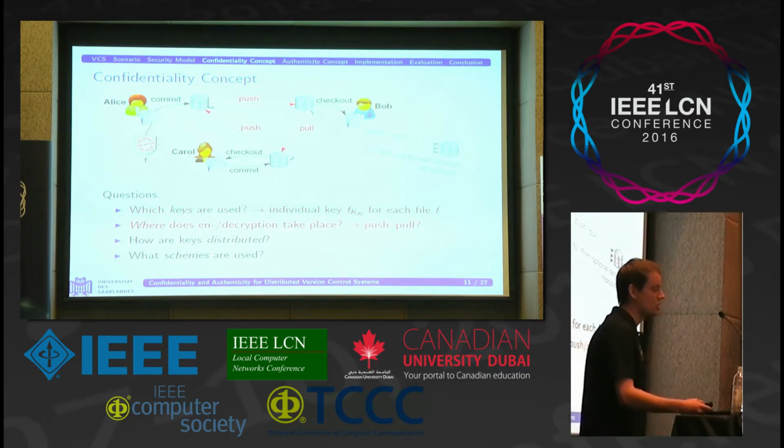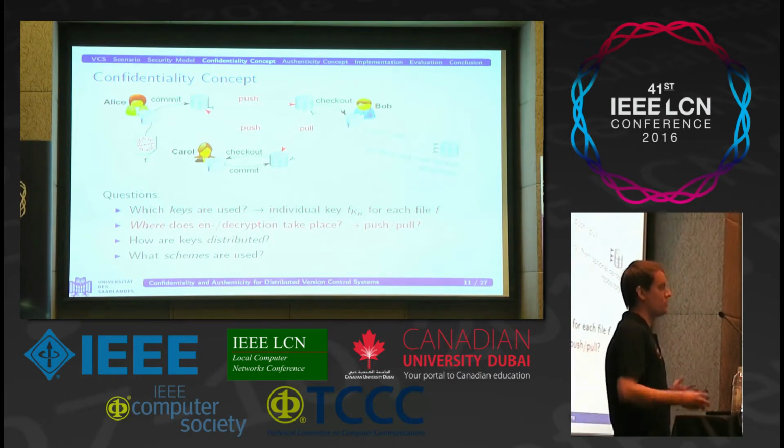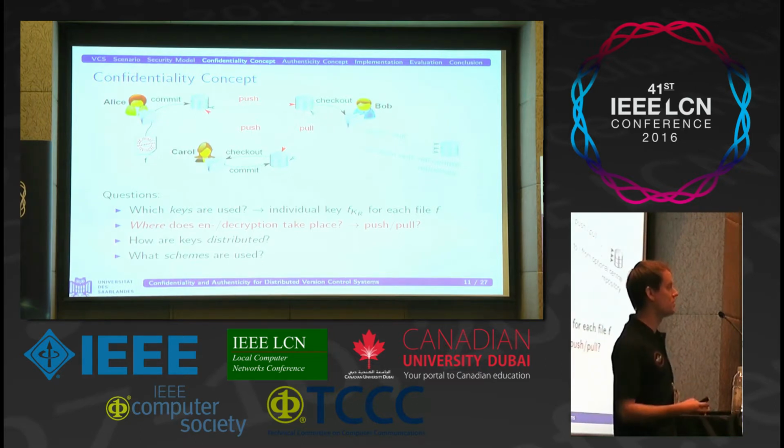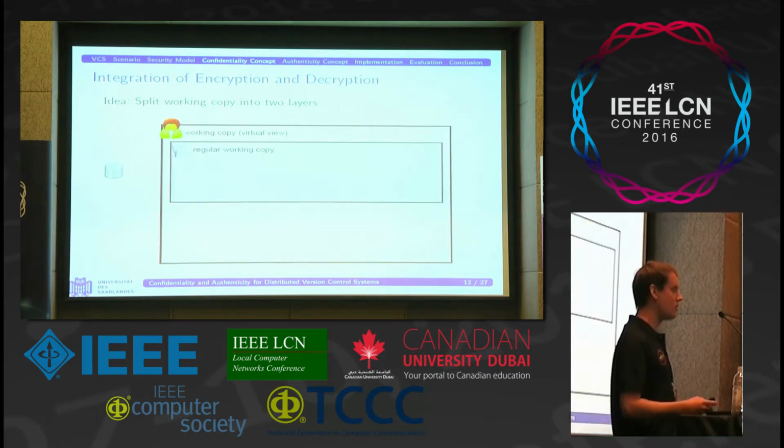Regarding the second question, it might seem obvious to perform encryption and decryption during push and pull operations, as this is the boundary that confidential data is not allowed to pass. The problem here would be that this would require extensive changes to the version control system's internal data structures. We would have to change the repository representation, and to avoid that, the idea is to perform encryption and decryption already during commit and checkout operations. So let's have a more detailed look at this.